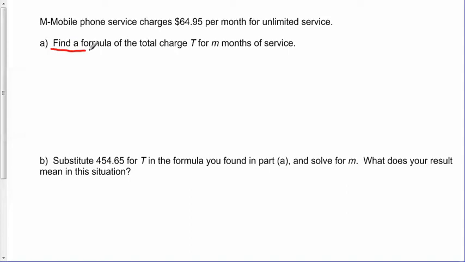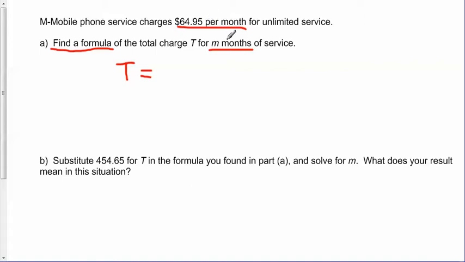So we want to find an equation. Remember that a formula is an equation, so we could go ahead and put the equal sign here for the total charge T. So we want to know what the total charge is going to be. So the T can go here. What's the total charge? How would we figure that out? Well, we want the total charge for M months of service. We know up here that it's $64.95 for every month that goes by. So if I had 1 month, it would just be $64.95.